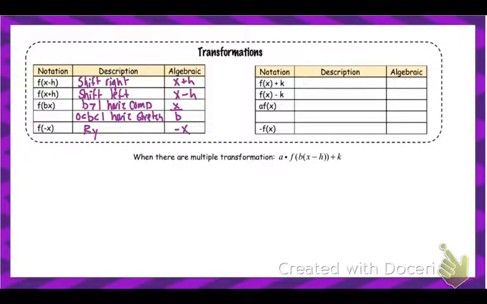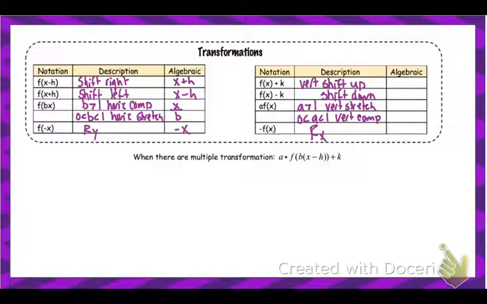Anything that happens outside the parentheses, that's your vertical changes. So this was your vertical shift. If it was plus, it was up. If it was minus, it was down. Multiplied out in front depends on the value. If it's greater than 1, vertical stretch. Between 0 and 1, vertical compression. And a negative on the outside, that's your reflection over the x.